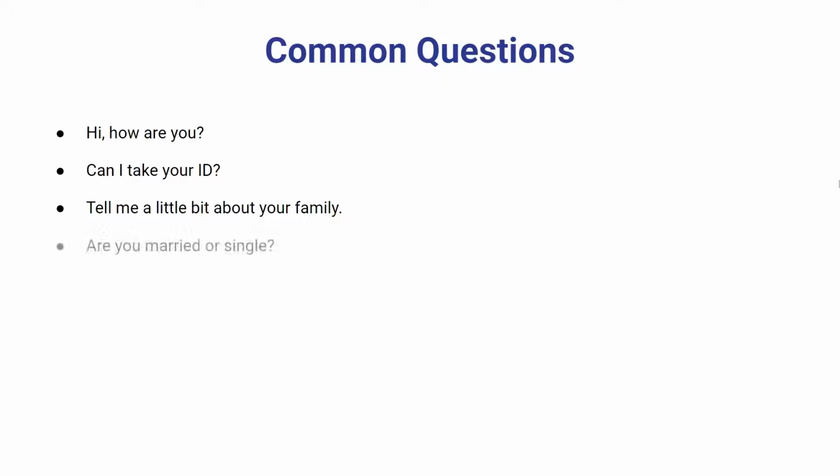Next, he might ask you, are you married or single? In this case, you can answer according to your own situation. You can say I'm married, or if you're single, you can say I'm single. If you are married, then the examiner might ask, do you have any kids? And you can answer it easily by saying, yes, I have 2 kids, or yes, I have a boy. Or if you don't have any kids, you can just say, I don't have any kids.